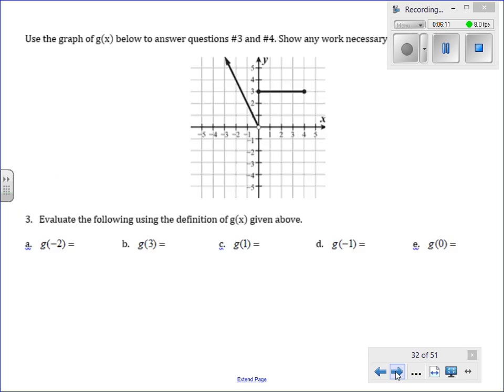Okay, the next one here is picking out a y value when you're given an x value on a graph. So we did this in the first one, but now we have a graph instead of a written algebraic function. So if we look, our first one here in A is g of -2. So if we go over to -2 and up, that crosses when y is 4. So g of -2 is 4.